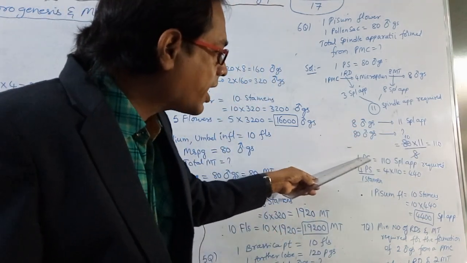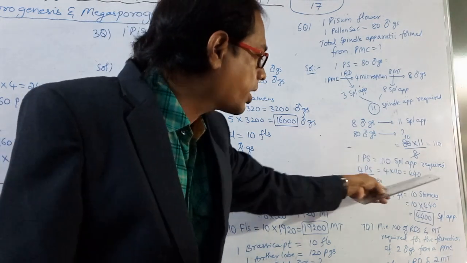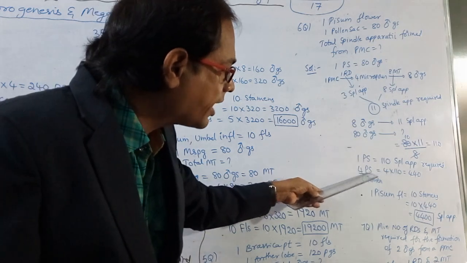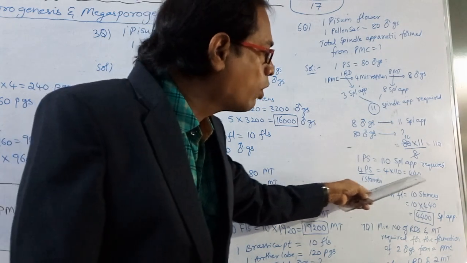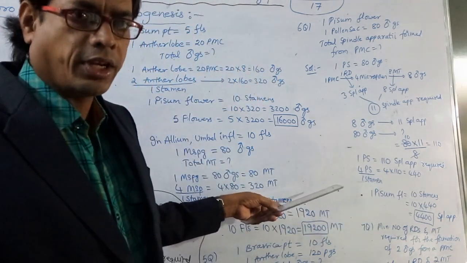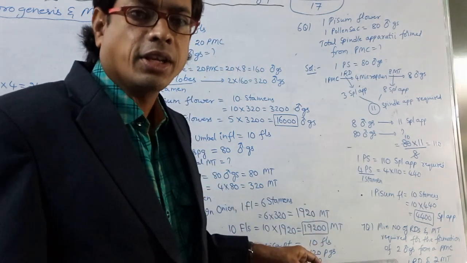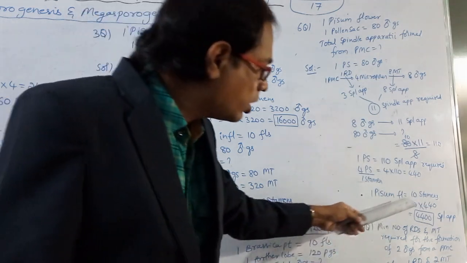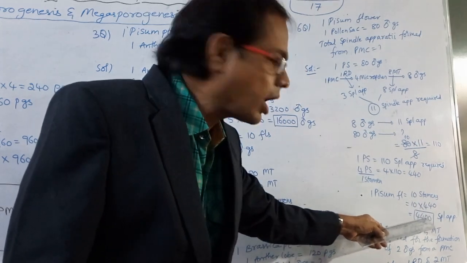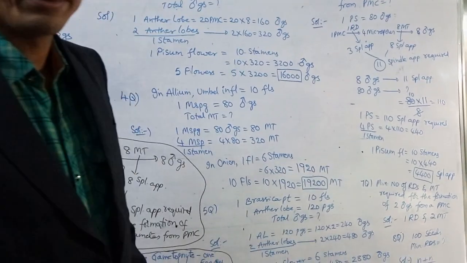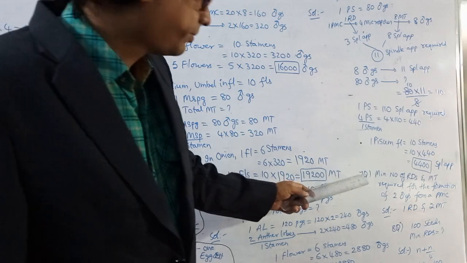Now one pollen sac requires 110 spindle apparati. For 4 pollen sacs, that is for one stamen, 4 into 110, that is equal to 440. Isn't it? One Pisum flower contains how many stamens? 10 stamens are present. So 10 into 440, that is equal to 4400 spindle apparati. Did you understand? Okay. Another question.